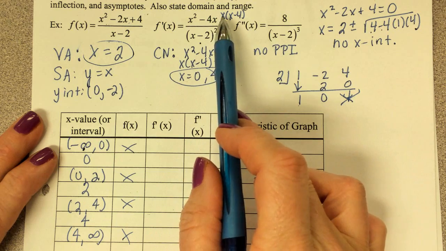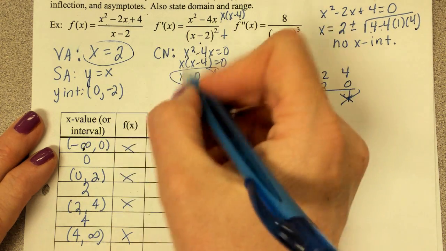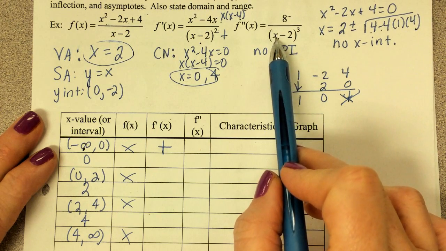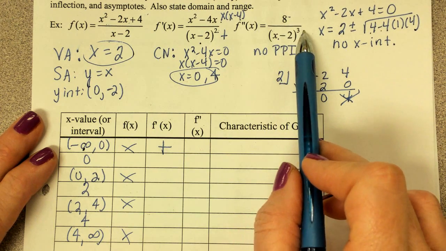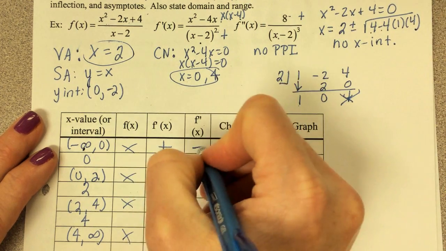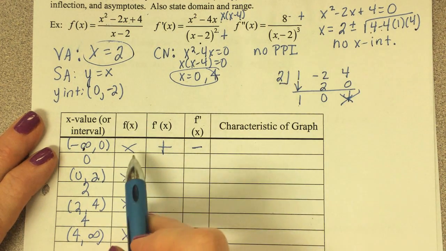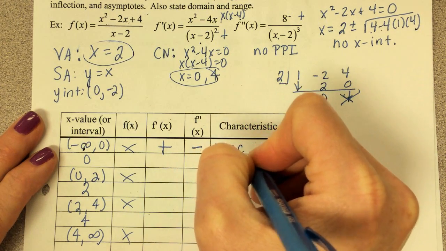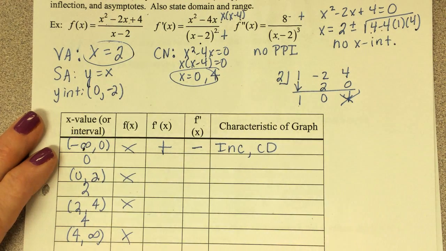Plugging -1 in there, I'm going to have a negative times a negative. That's a positive. Plugging -1 in over here to my second derivative, -1 minus 2 is negative, cubed is negative. The numerator is always positive, so that's negative. So what this tells me then is that my function is going to have to be increasing and concave down.